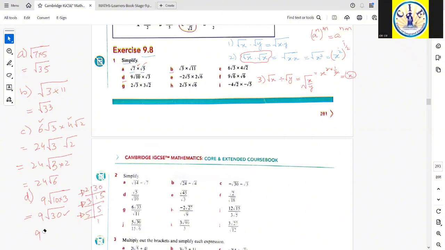I've just shown that if you have the prime factorization of this 30, even then none of the prime numbers is occurring as a pair, so that's why we retain the answer like this.